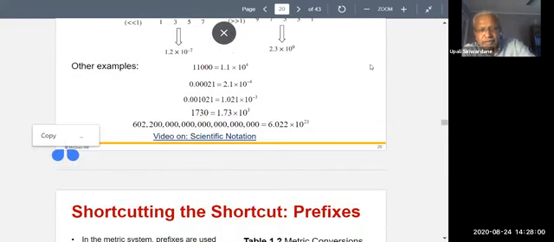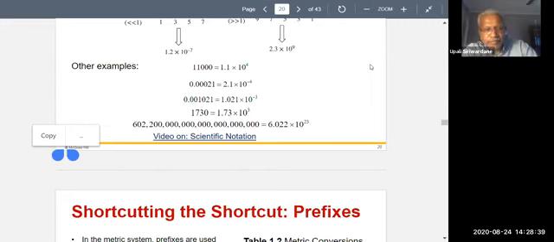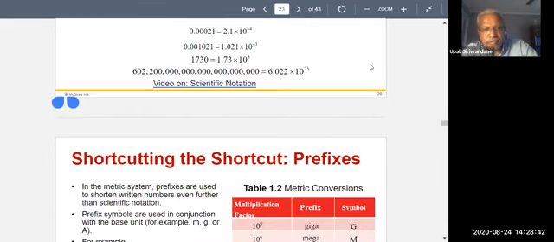What is this big huge number at the bottom, before the video on scientific notation? That's called Avogadro's number. How many of you have heard about Avogadro's number? Avogadro's number is the number of atoms in 1 mole of a substance. You take 1 mole of substance. That's the definition of 1 mole.